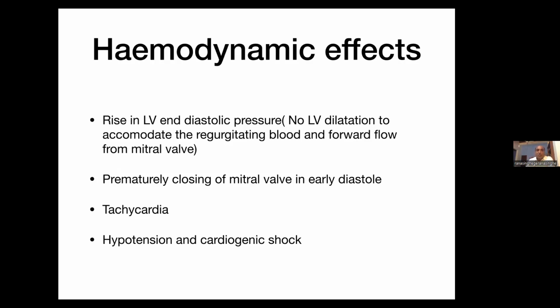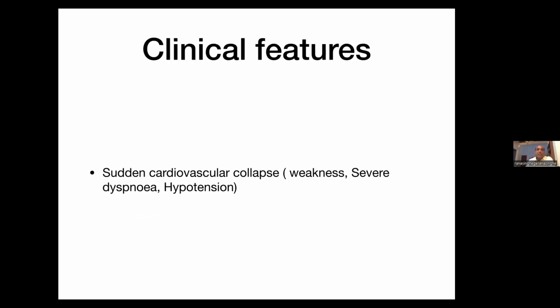Now you know the pathophysiology, and they can present with cardiogenic shock and hypotension. It can be in the emergency department or in the ward, but we must know how to manage this valvular emergency. So clinically, the presentation is sudden cardiovascular collapse because of the acute onset of AR. There can be weakness, lethargy, severe dyspnea, and the patient is hypotensive, very ill, and tachycardic.